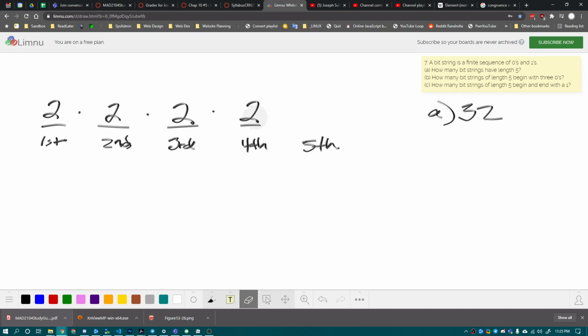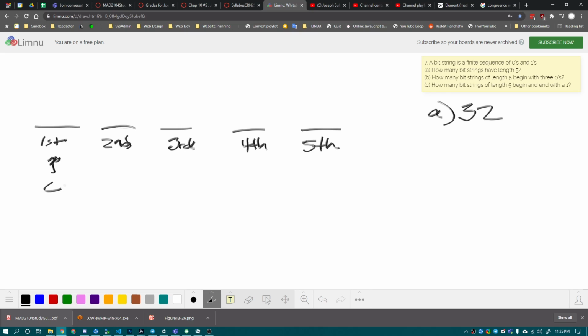I'm going to use part of this again. So part B is how many bit strings of length 5 begin with 3 zeros? So how many choices do we have? So it begins with 3 zeros. So this one has to be a 0. This one has to be a 0, and this one has to be a 0. This one can be either 0 or 1, and this one can be either 0 or 1.